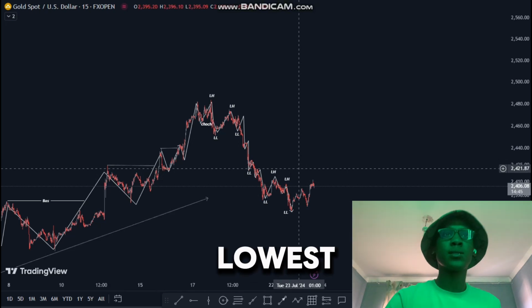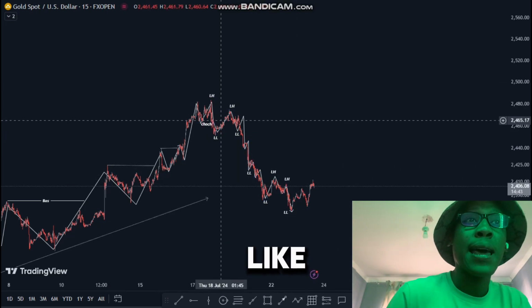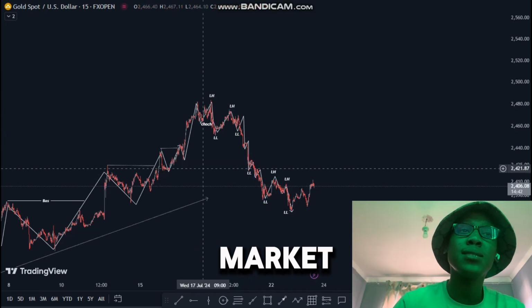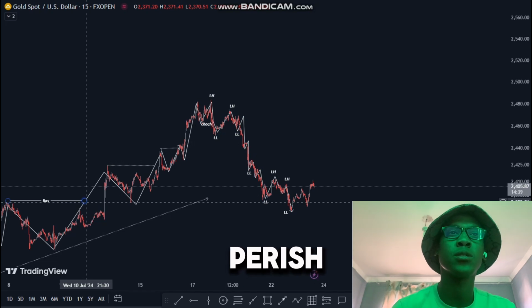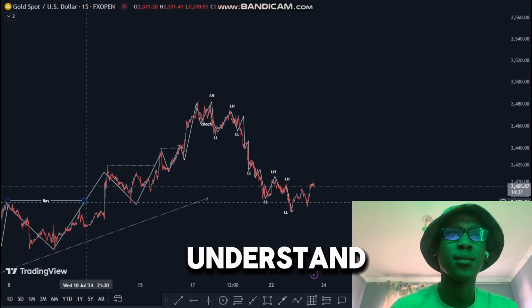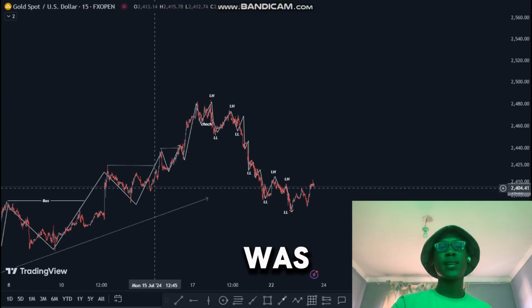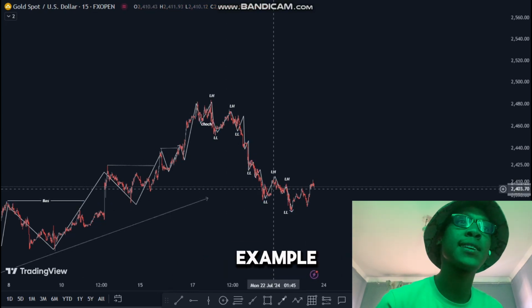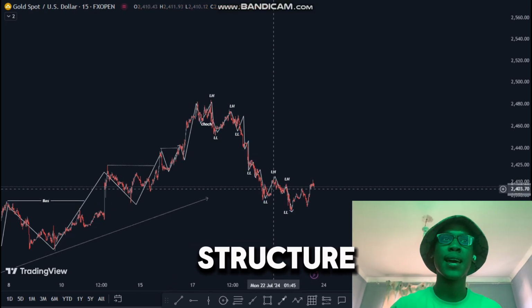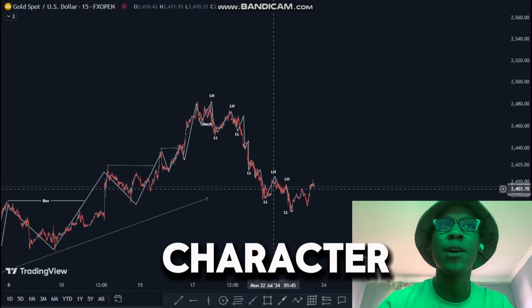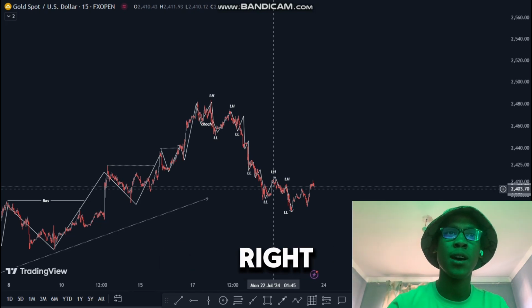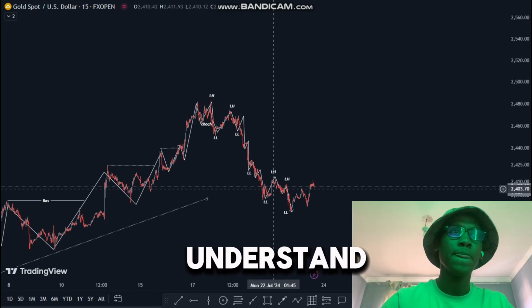Those were our lowest highs, right? Meaning we had a change of character. The market changed character from being bullish to being bearish. I don't know if you guys can really understand what I'm saying. So right around here, this was a bullish example of a market structure and how the market can change character from being bullish to being bearish, right? I just hope you guys understand.